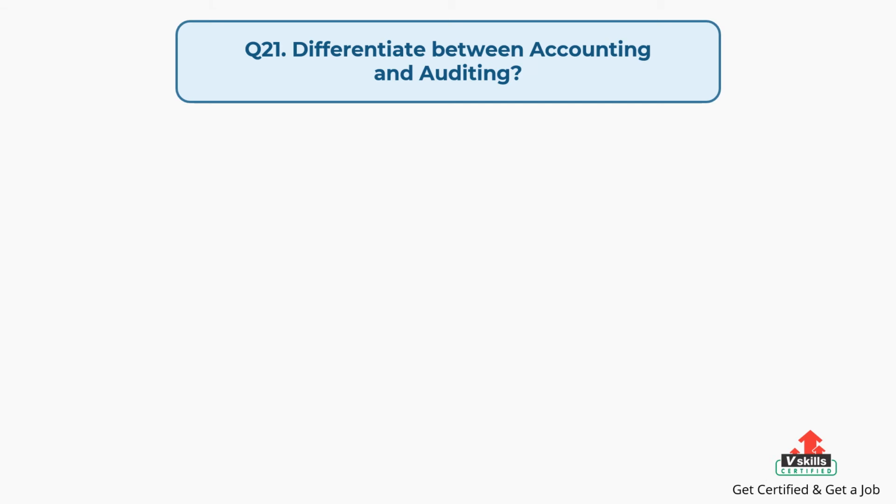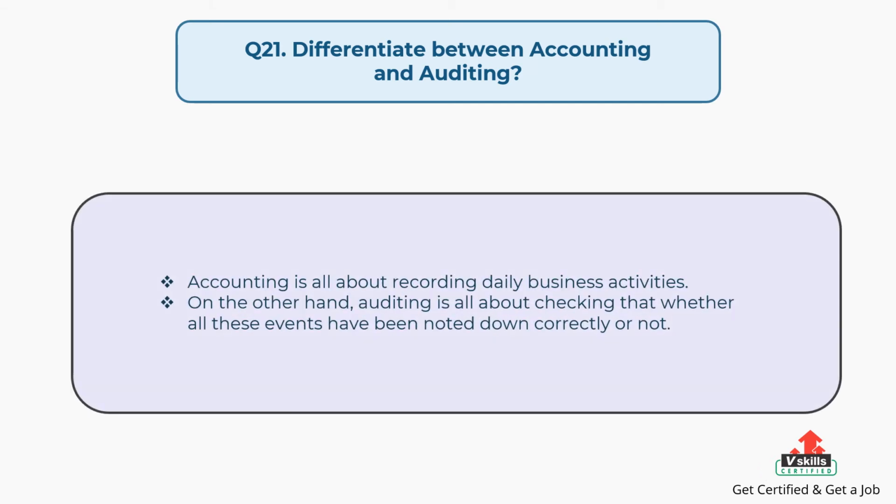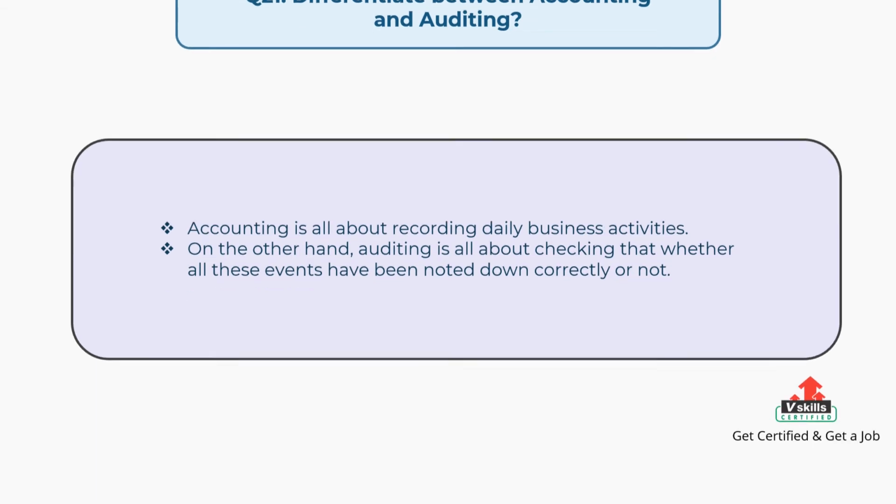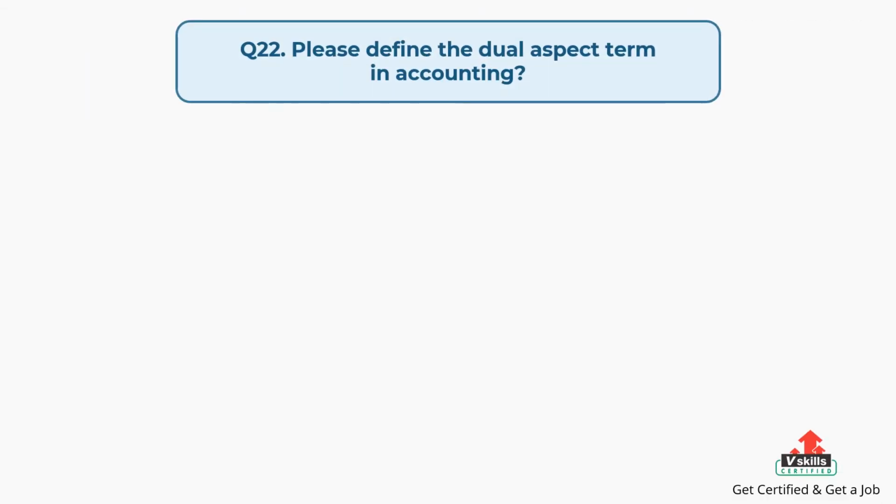Question number 21. Differentiate between accounting and auditing? The answer is, accounting is all about recording daily business activities. On the other hand, auditing is all about checking whether all these events have been noted down correctly or not.